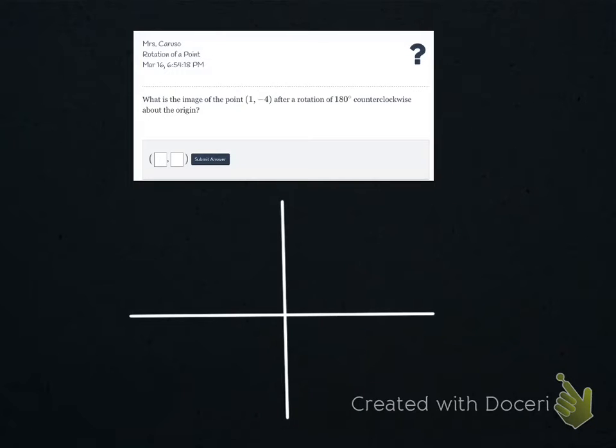Okay, so let's try a new problem. I've given you a new one. It says, what is the image of the point 1, negative 4 after a rotation of 180? Funny that it says counterclockwise about the origin, because it wouldn't matter if you were counter or clockwise, you'd wind up in the same place when you're 180 degrees. Just saying. I don't know. Did they not think of that?